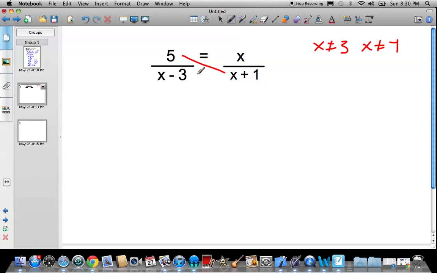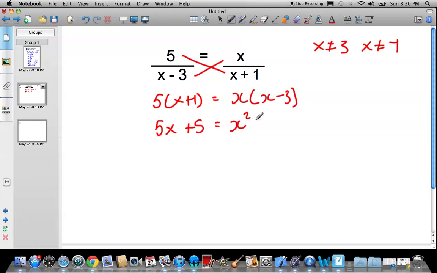So what we're going to do is cross multiply. We're going to go 5 times x plus 1 is equal to x times x minus 3. And then we're just going to distribute through here. So 5x plus 5 is equal to x squared minus 3x. You should always end up with an x squared with these types of problems. If you don't, chances are you did something wrong. We're most likely going to be solving quadratics, so you need a quadratic. I usually like to have my x squared be positive.